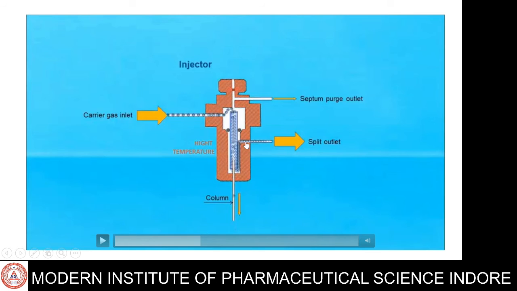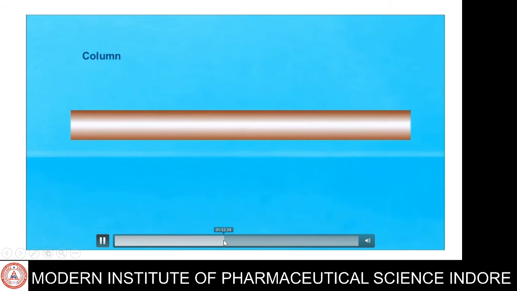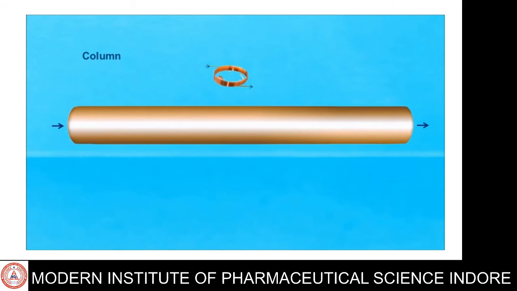The temperature is set to be higher than boiling point of the components of the mixture so that components will vaporize. The vaporized components then mix with the inert gas mobile phase to be carried to the gas chromatographic column to be separated. This is the column, separation column.